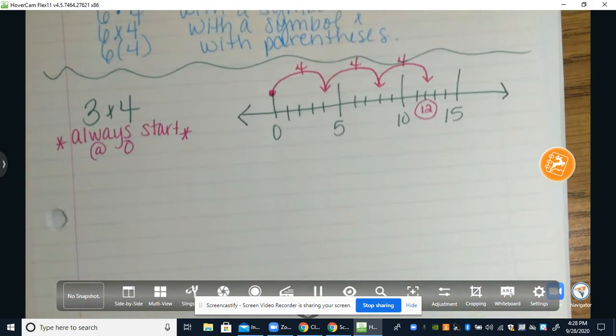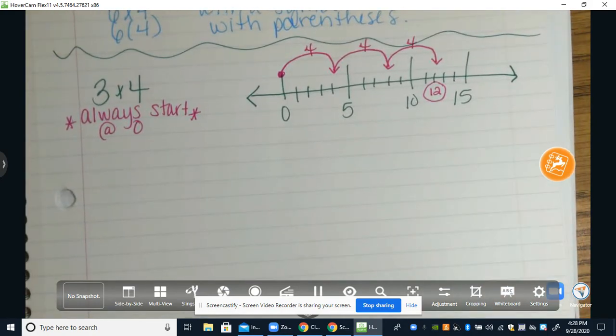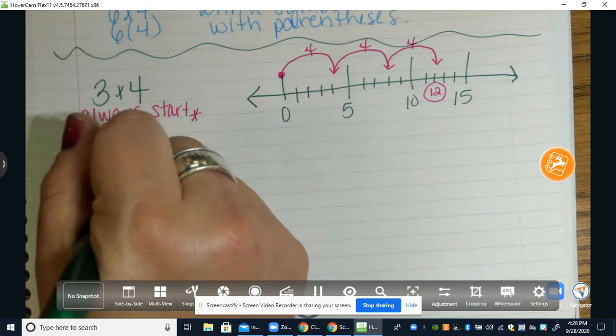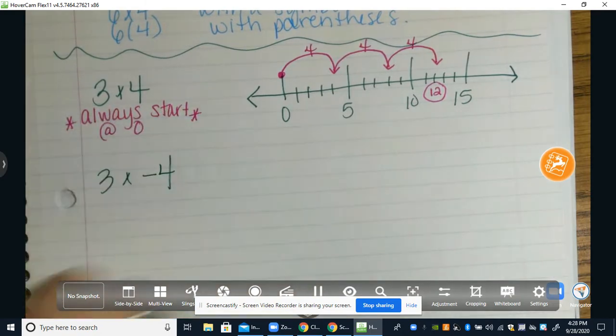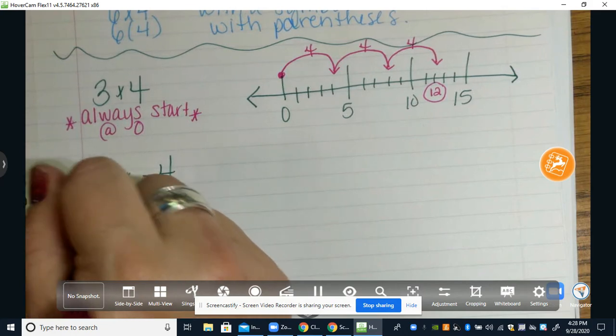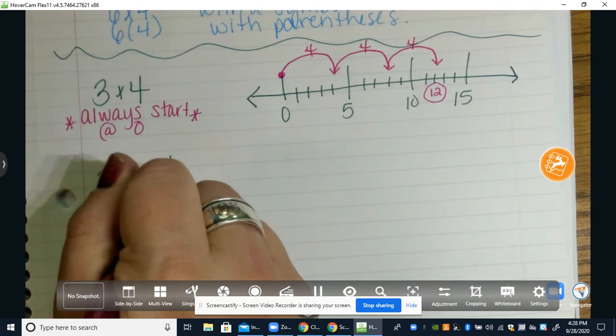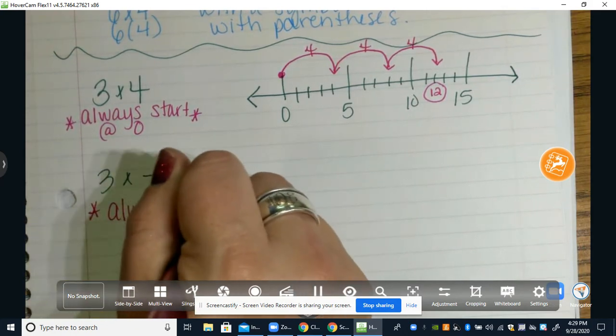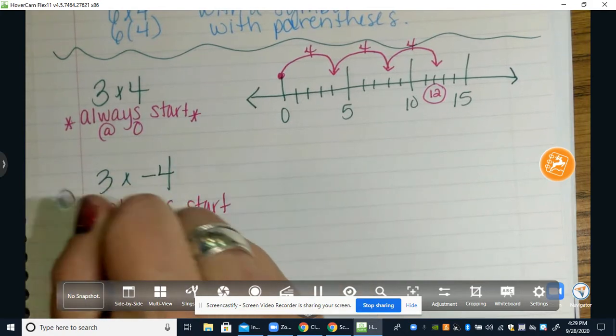Now, how would that be represented if you have a negative? Okay, so I have 3 times a -4. Same rule applies. Always start at 0. So write that down. Always start at 0.